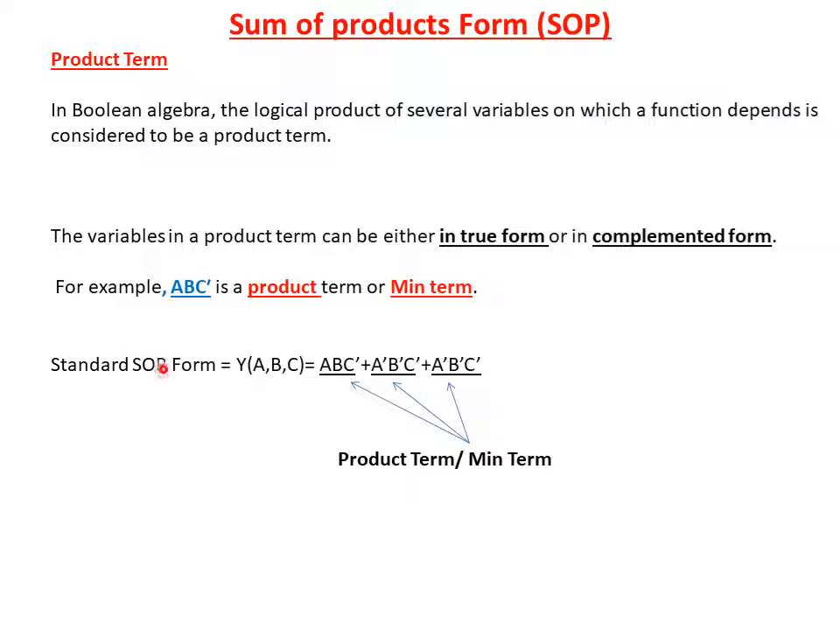The standard SOP form representation of a logical expression is Y is equal to ABC dash plus A dash B dash C dash plus A dash B dash C dash. Here this is one min term, this is another min term, and this is another min term. So total 3 min terms are there in this expression. The sum of these 3 min terms or product terms is called sum of product form.